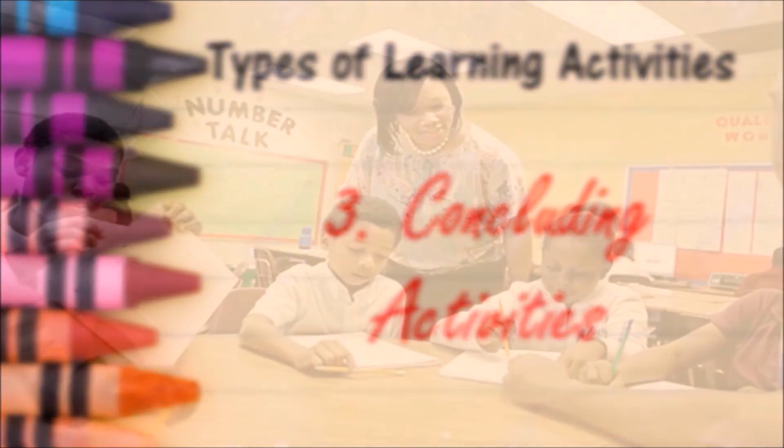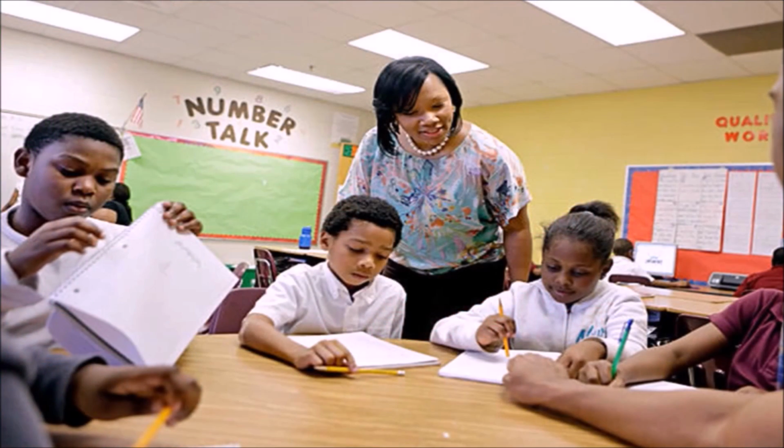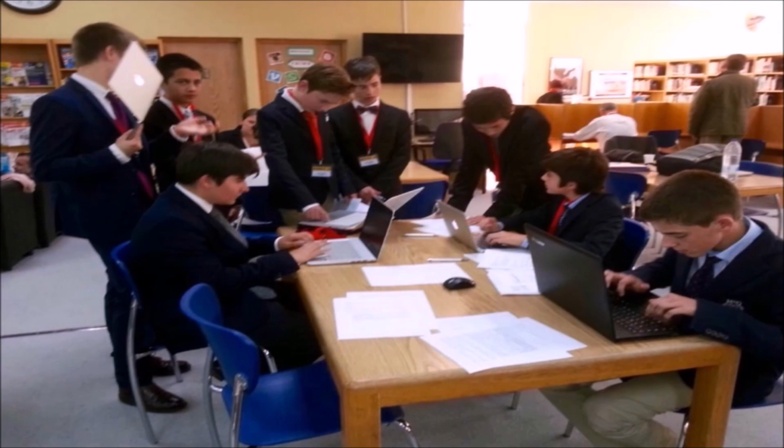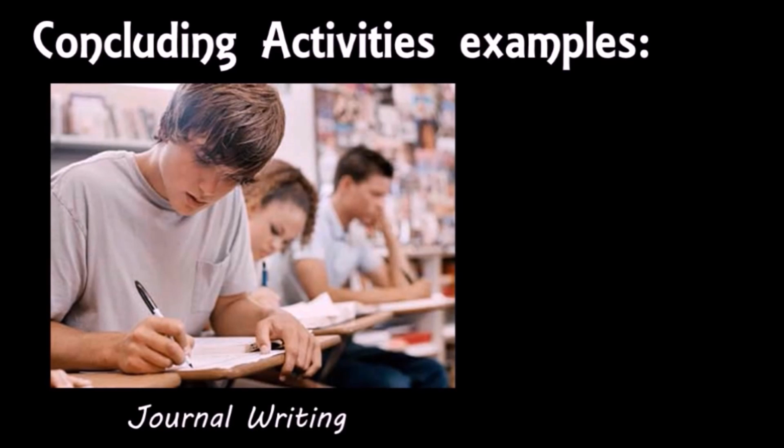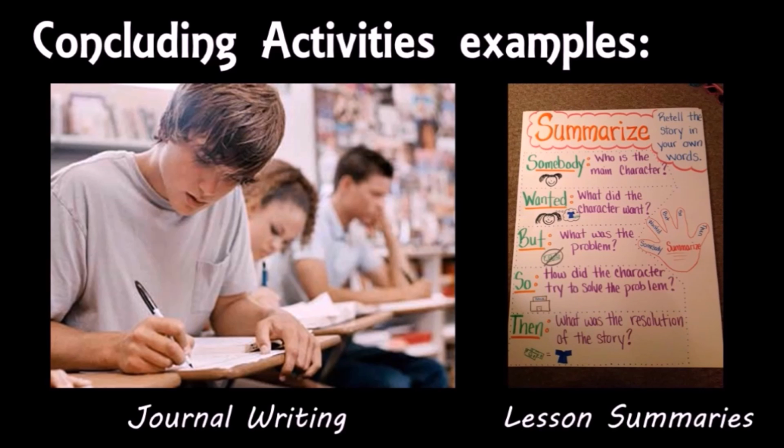Number 3. Concluding activities. These are activities students engage in as a part of the application of the newly acquired knowledge. They may come in the form of a wrap-up, after which students submit the summary in outline form. Examples of these are journal writing at the end of the period and lesson summary.